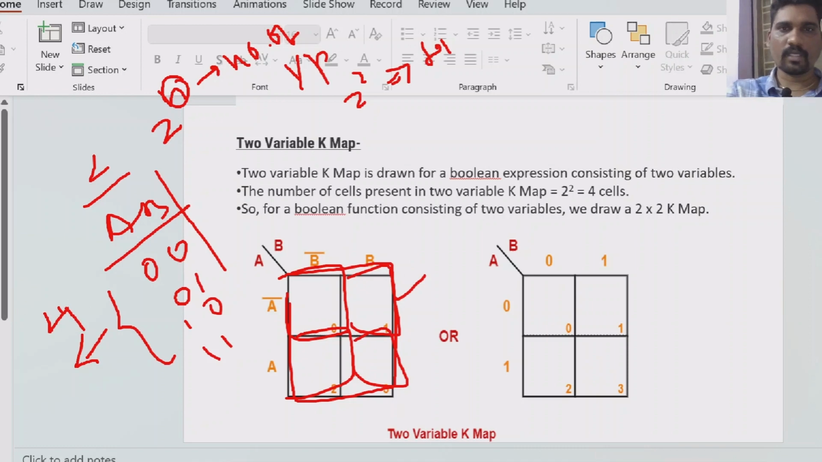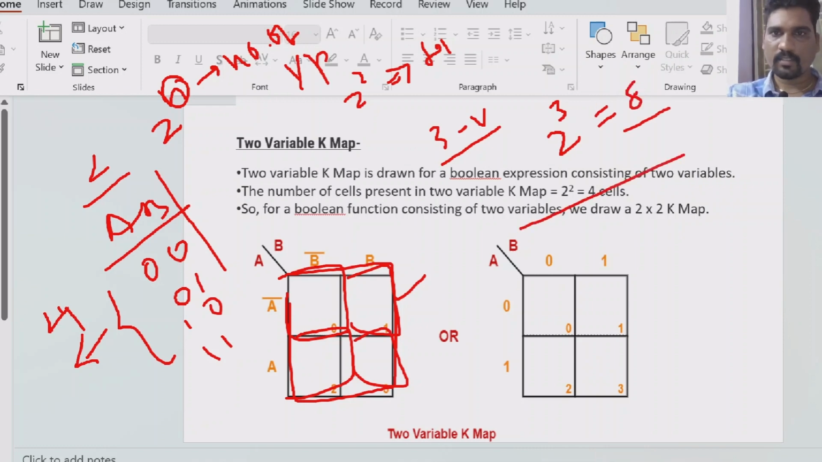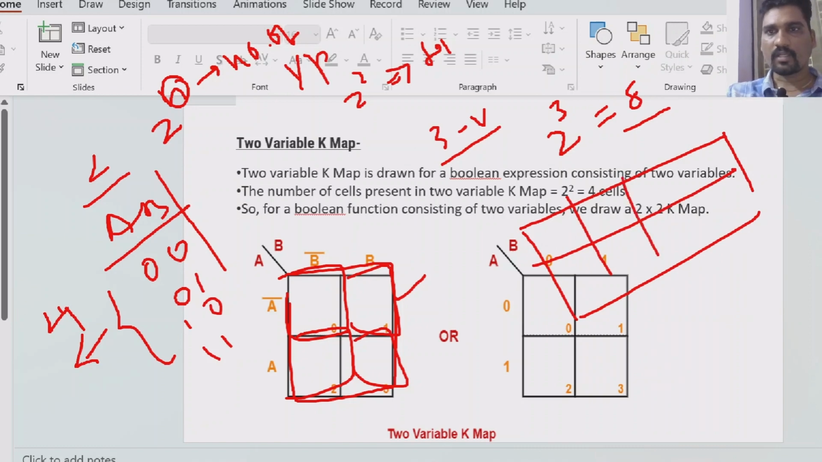Suppose, for example, we have a 3 variable K-map. How do we identify how many cells we will have? 3 inputs means 2 power 3, a total of 8 possibilities. Those 8 possibilities we represent in terms of cells. So the total number of cells will be 8. Alright, that is the meaning. I hope you understand.